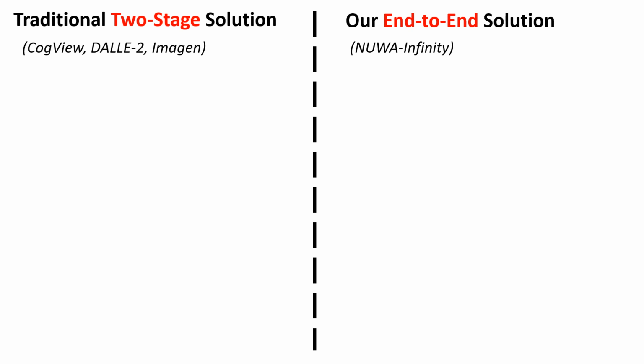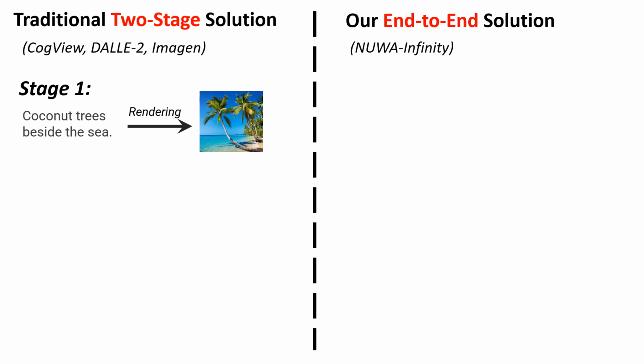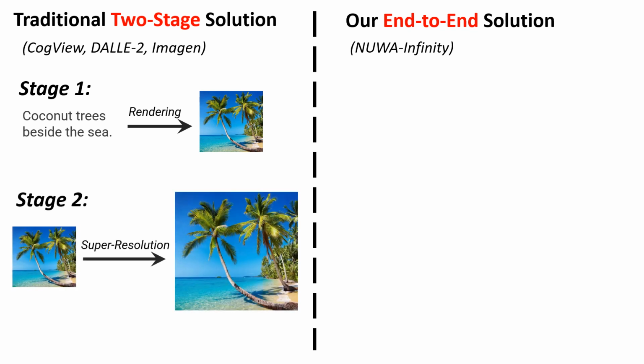On this page, I will provide a brief comparison between NUWA-Infinity and existing works. Existing models, including CogView, DALL-E 2 from OpenAI, or Imagen from Google, use a two-stage pipeline. In the first stage, a rendering model is used to generate a small image. In the second stage, a super-resolution model is used to resize this small image into a larger one. The drawbacks are obvious. They can only generate fixed-size images with limited resolution, and they support images only.